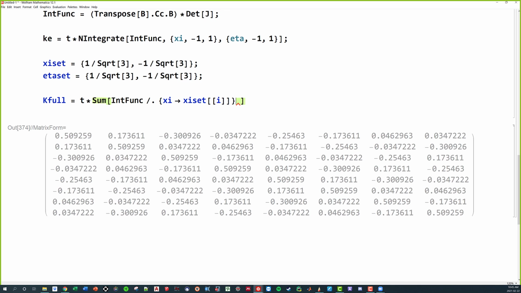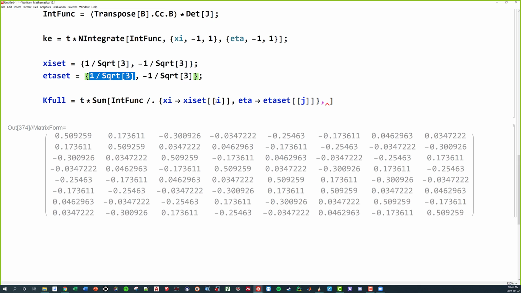I'll put this outside. And we also want, oops, not outside, got to put this in here. We also want eta to approach eta set of j. So basically this evaluates it at, well, let's put it this way. This is the best way to look at these summations. If i is equal to 1 and j is equal to 1, then basically we are looking at this function when z is equal to 1 over square root 3 and eta is equal to 1 over square root 3.